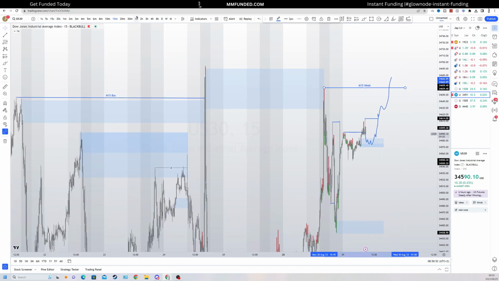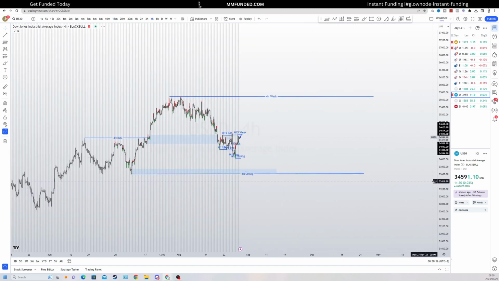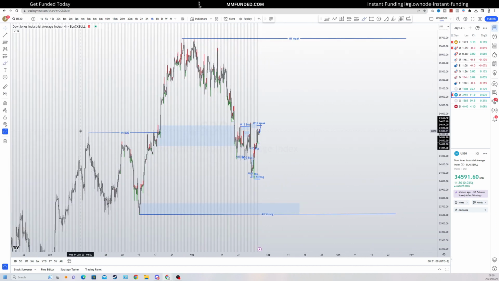So just to recap the 4-hour time frame, at the moment we are in that discounted area of the 4-hour swing range. We most recently had this 4-hour break of structure to the upside created by the strong low, weak high. So we're in discounted areas of the 4-hour swing range.